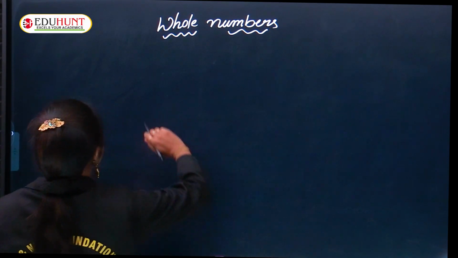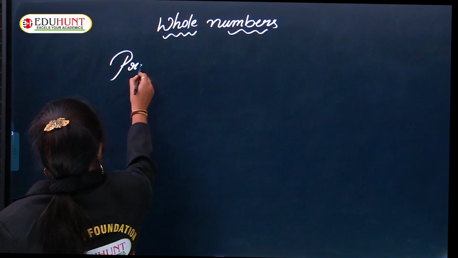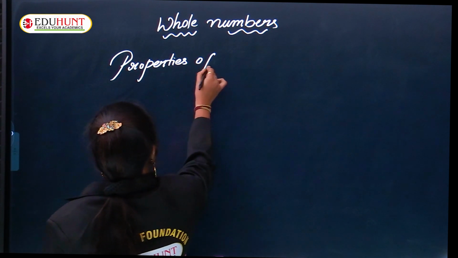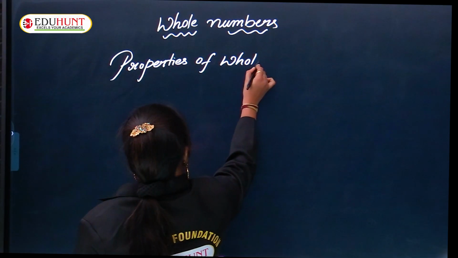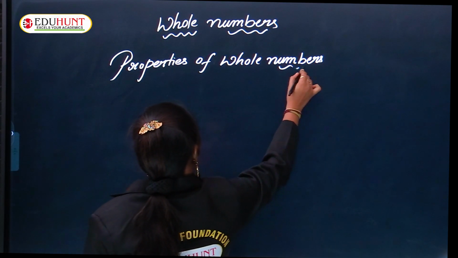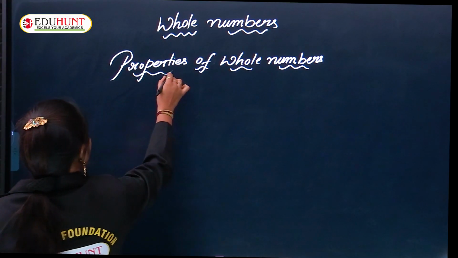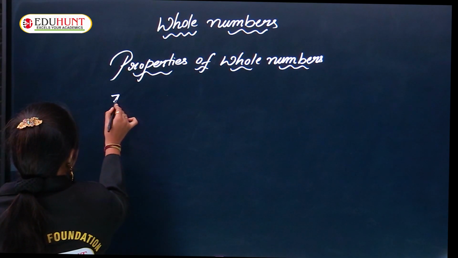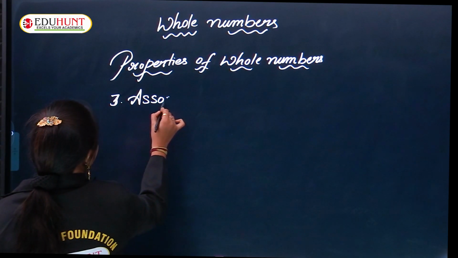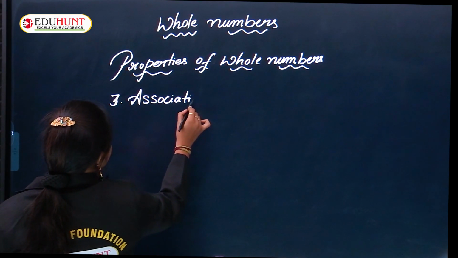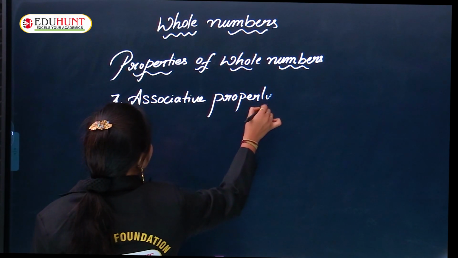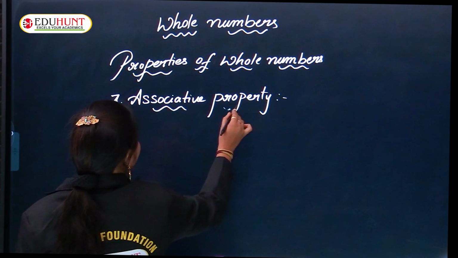See that. Properties of whole numbers. The first two are completed, so the third one is the associative property. What about that associative property?